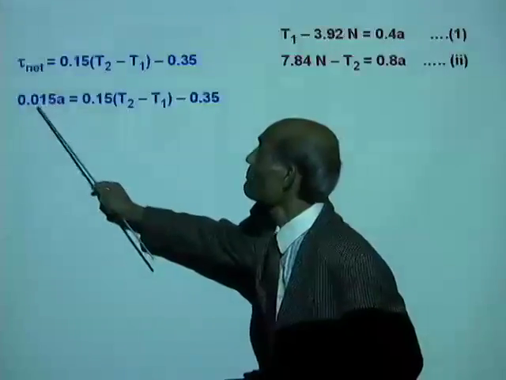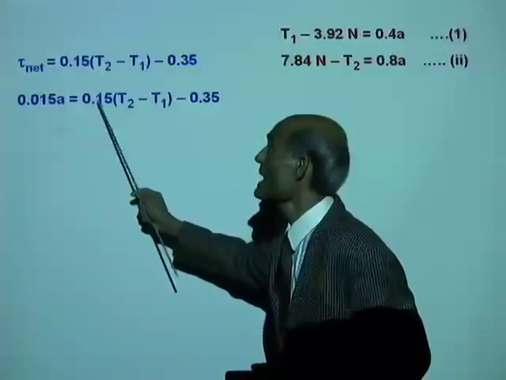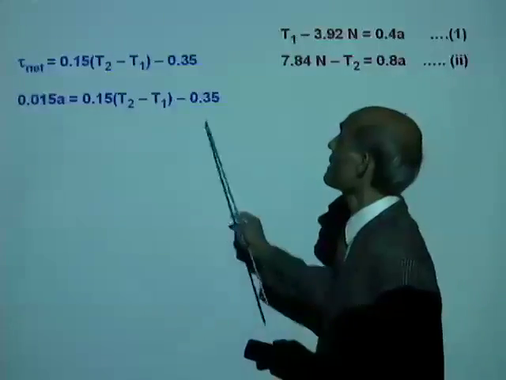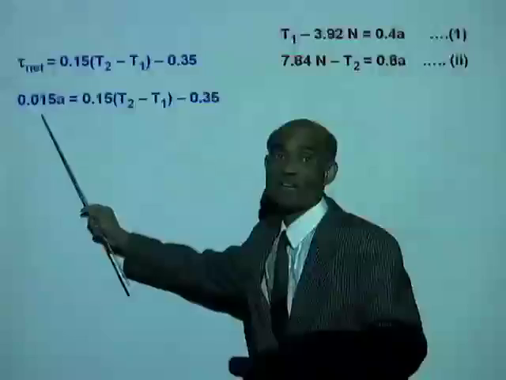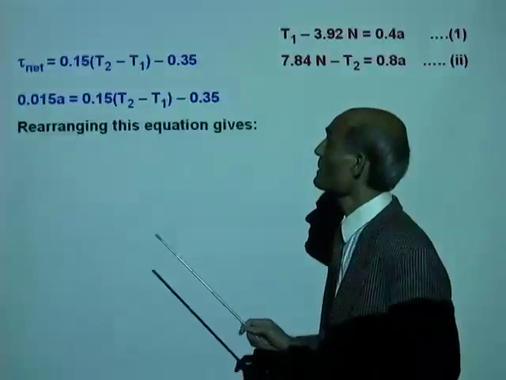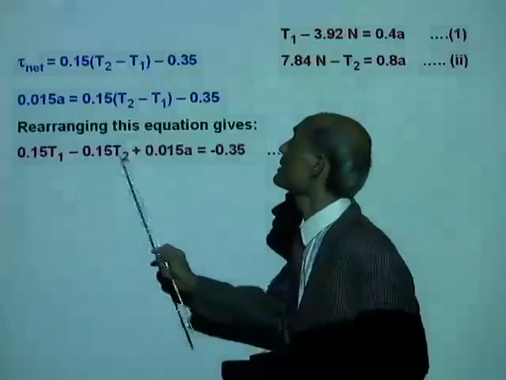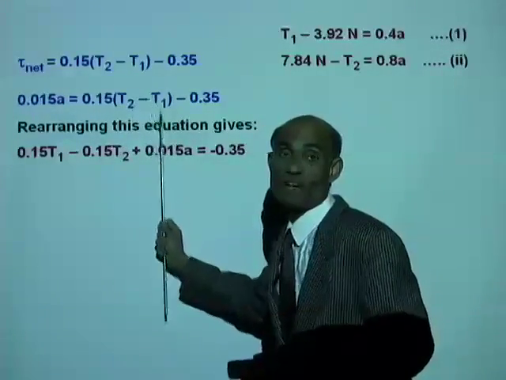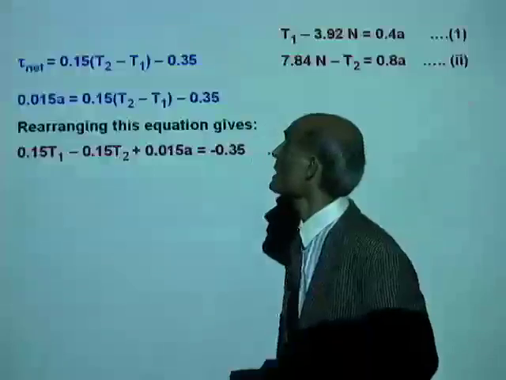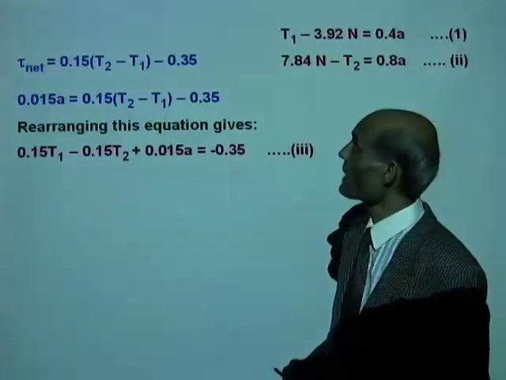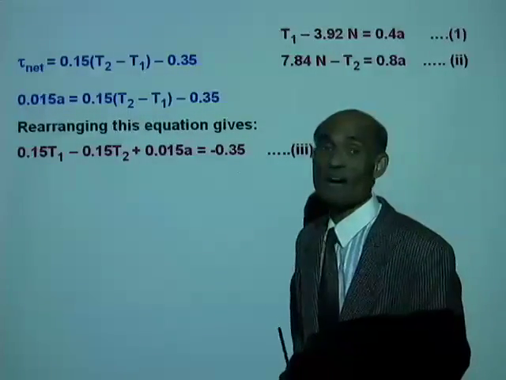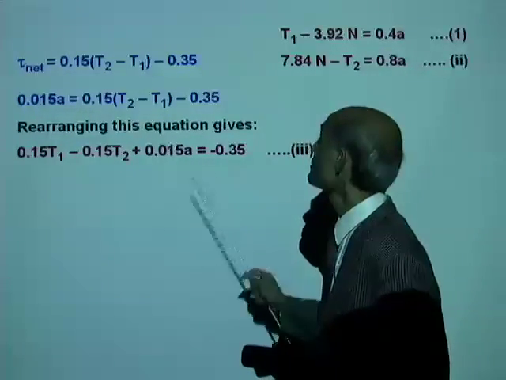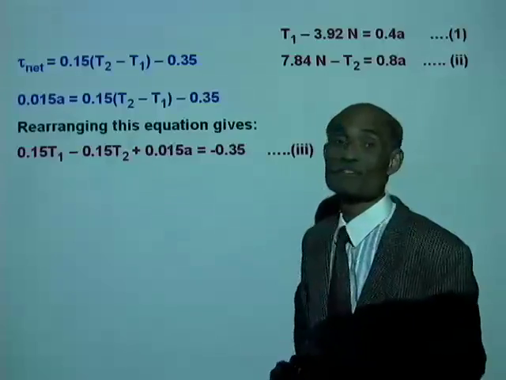So we will now have 0.015 A equal to 0.15 times (T2 minus T1) minus 0.35. Let's simplify that equation. Rearranging this will give me this. Now distribute 0.15 and rearrange it. It will become 0.15 T1 minus 0.15 T2 plus 0.015 A equal to negative 0.35.